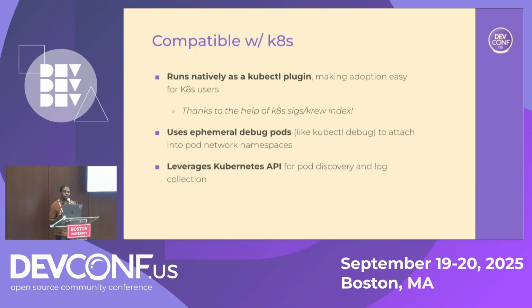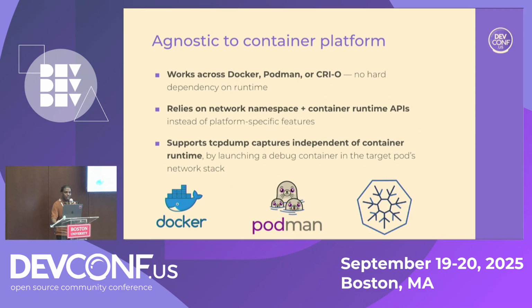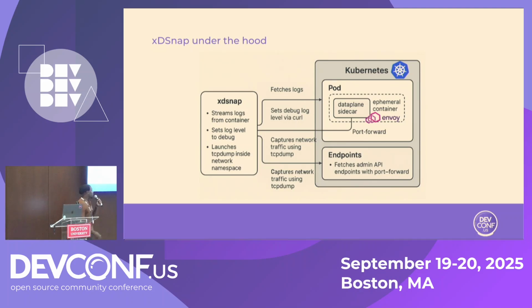You have ephemeral debug pods that you can use for your network namespaces, and you're using the Kubernetes API to create these pods. I'll just go over this real quick, but you don't have to worry about the underlying runtime, which is good, so it's not going to run into errors there. So if you look over here, you can think of your Kubernetes cluster there. The data plane could be Istio, Consul. Envoy is going to be a part of that data plane. And so xDSnap is just port forwarding to get the API level stuff from Envoy. And then if you optionally want the TCP dump, it'll be fetched there too.